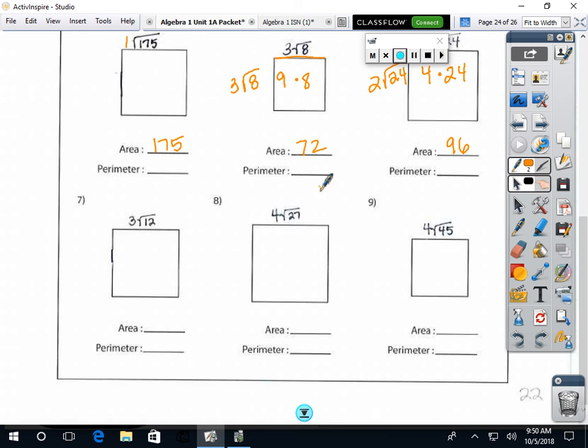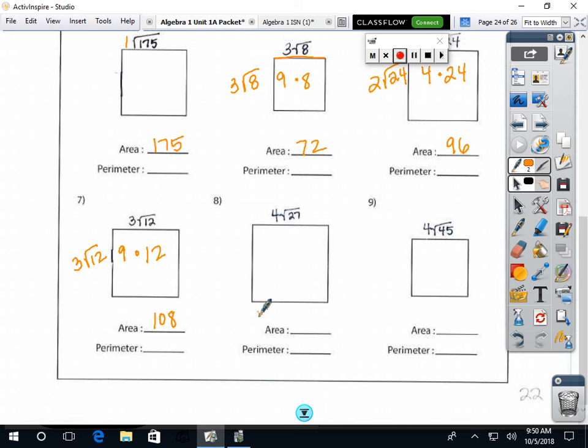All right, number 7. If this side of the square is 3 square roots of 12, this side is as well, then you multiply them, because for area, you just multiply the length times the width. 3 times 3 is 9. What's the square root of 12 times the square root of 12? 12. And 9 times 12 is 108, right? Okay, so what would number 8 be?